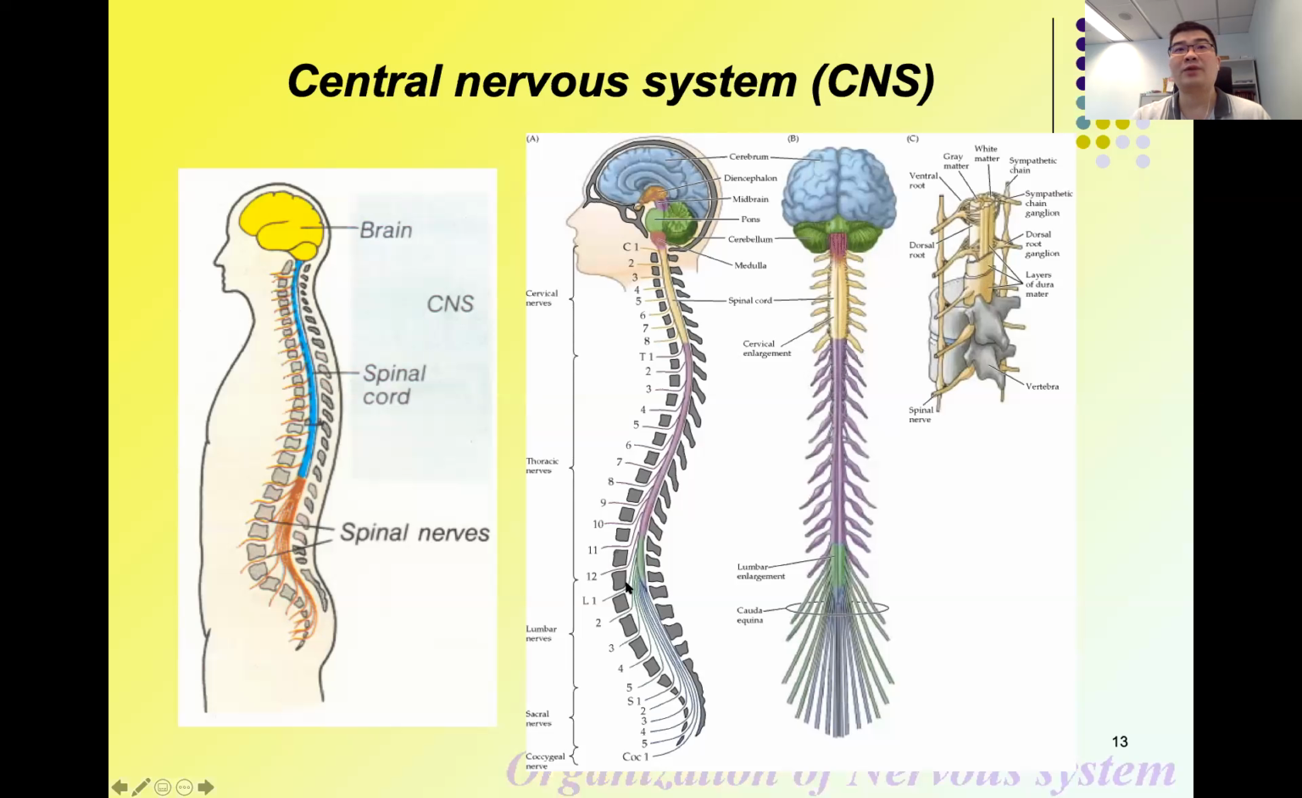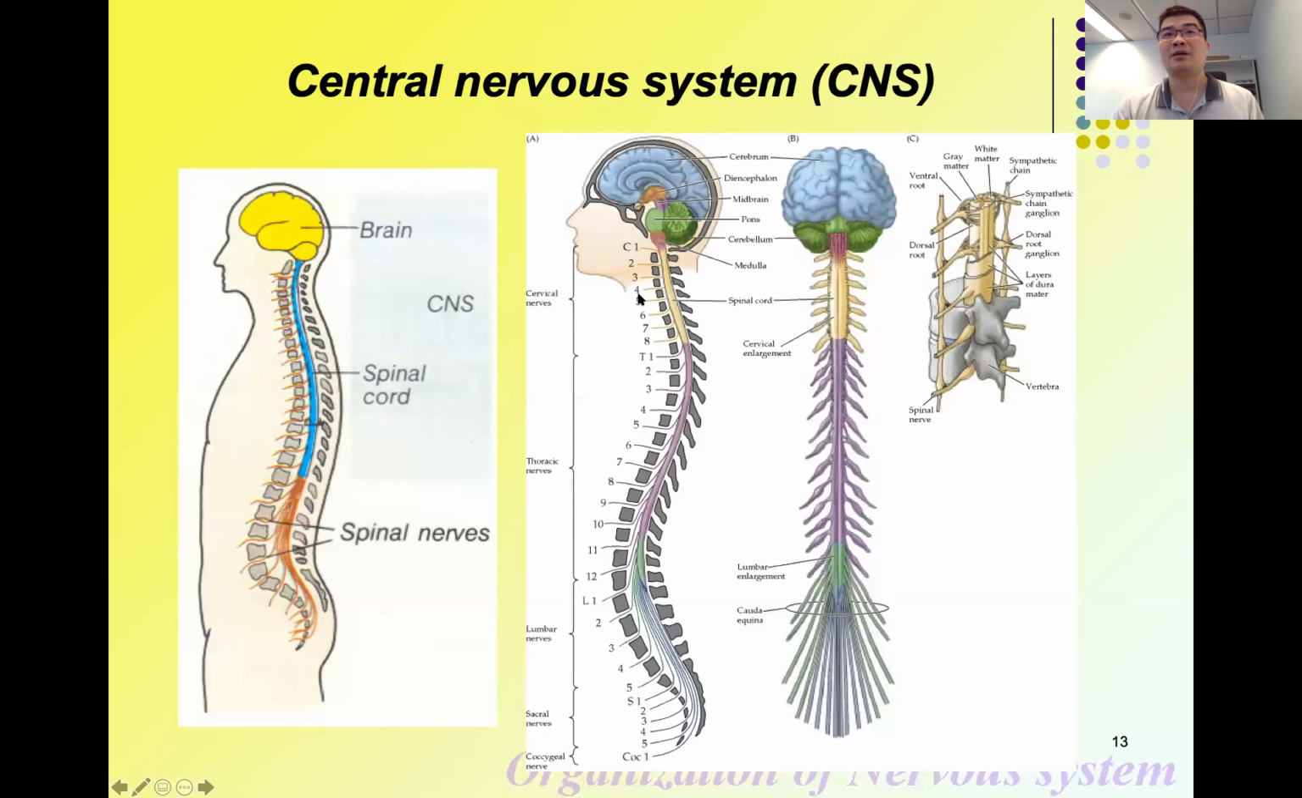Now, don't confuse that with the segments of the spinal cord. Okay, the spinal cord actually does not go all the way down to the bottom of the vertebrae. So you have to be clear that the vertebrae and the spinal cord are not the same length. Is it okay?